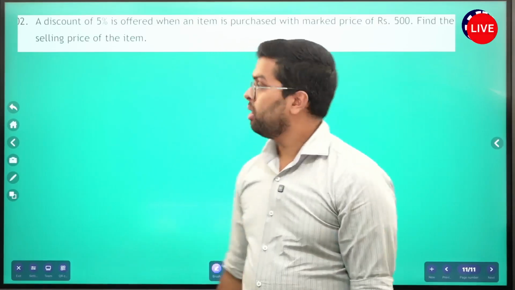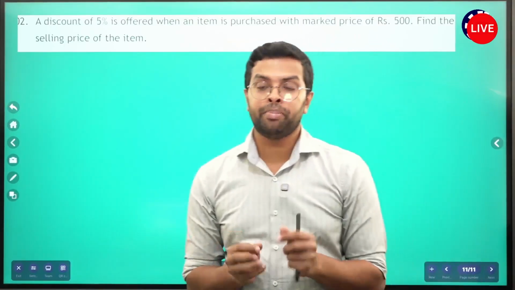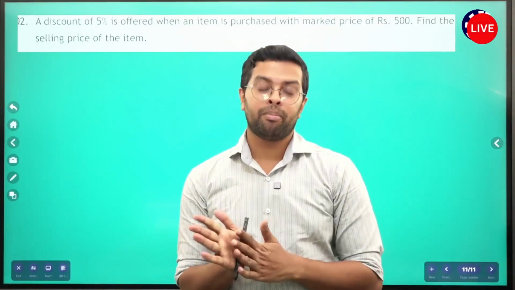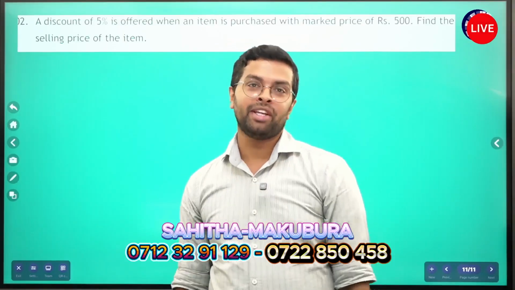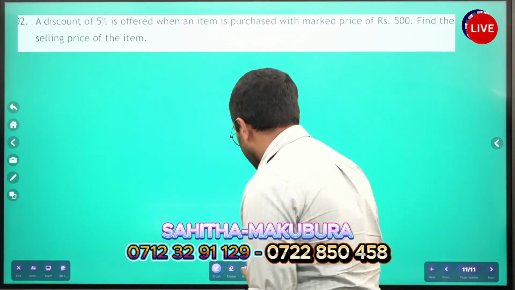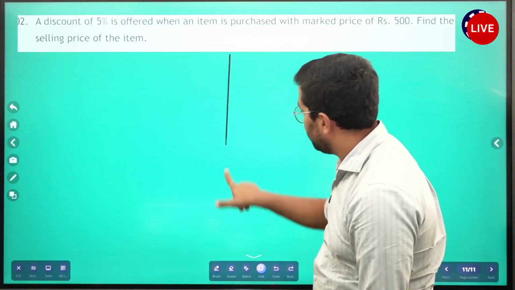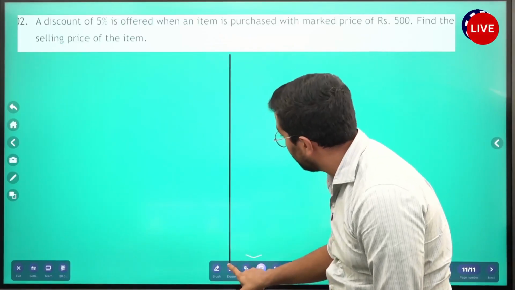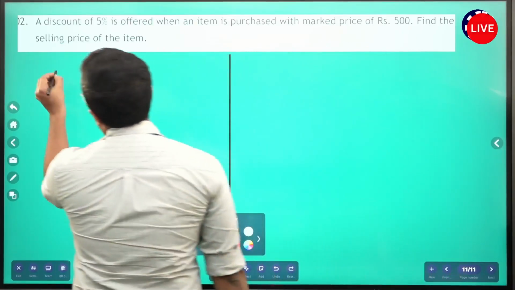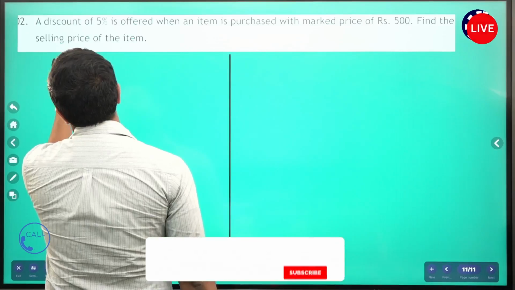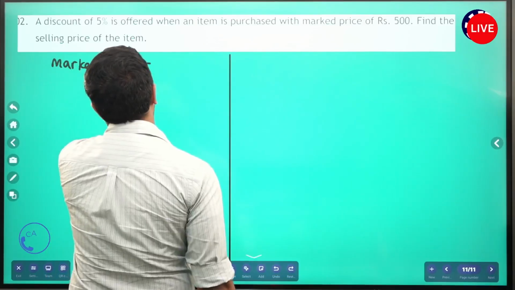Question number 2. A discount of 5% is offered when an item is purchased with a marked price of 500 rupees. Find the selling price of the item. Actually, there are two methods that we can use to get the answer for this question. Let's discuss both the ways that we can get the answer quickly. Now the marked price of the item is 500 rupees.